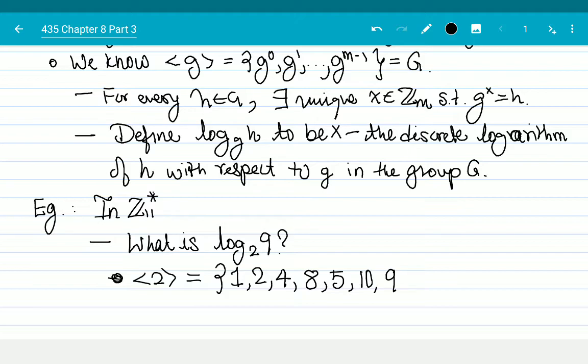So I can in fact just keep doubling. 4 to 8, 8 to 16, which is 5, 5 to 10, 10 to 20, which is 9, 9 to 18, which is 7, 7 to 14, which is 3, 3 to 6, 6 to 12, which is 1. And so, therefore, log to the base 2 of 9 is 6.